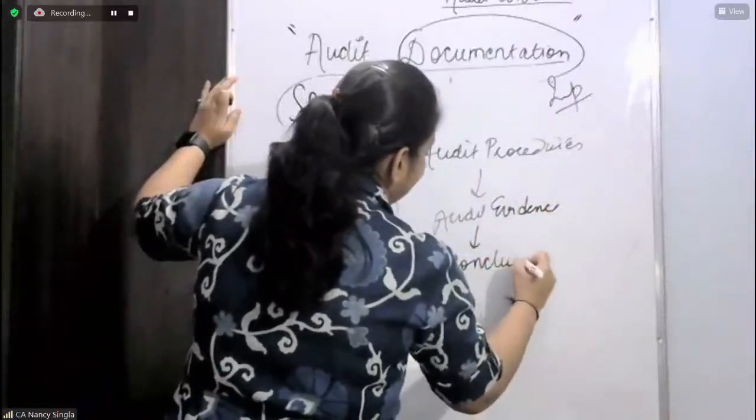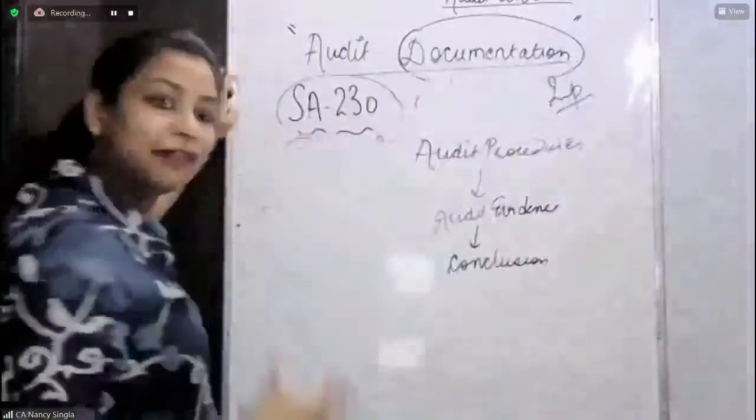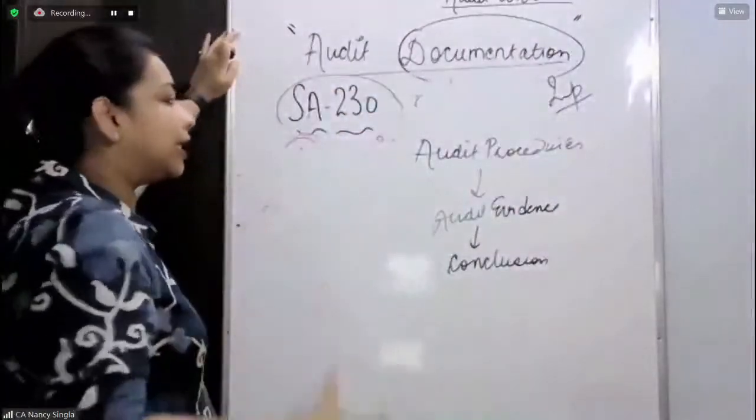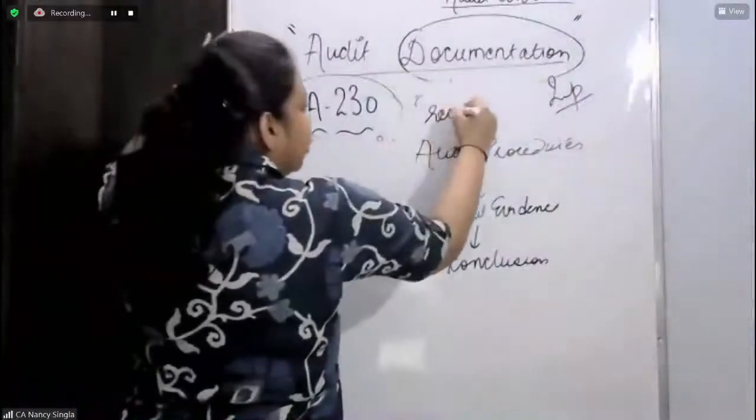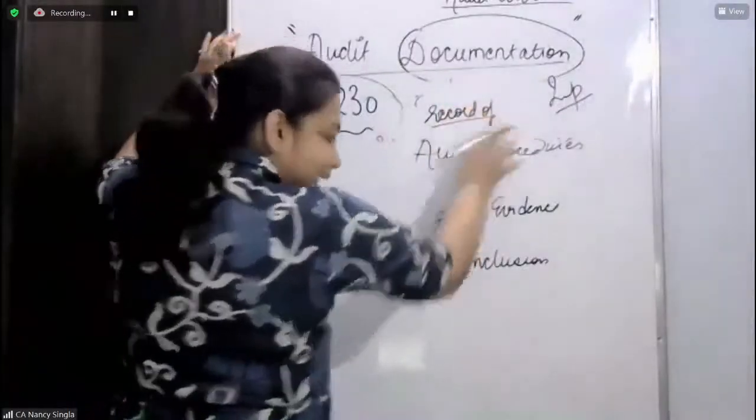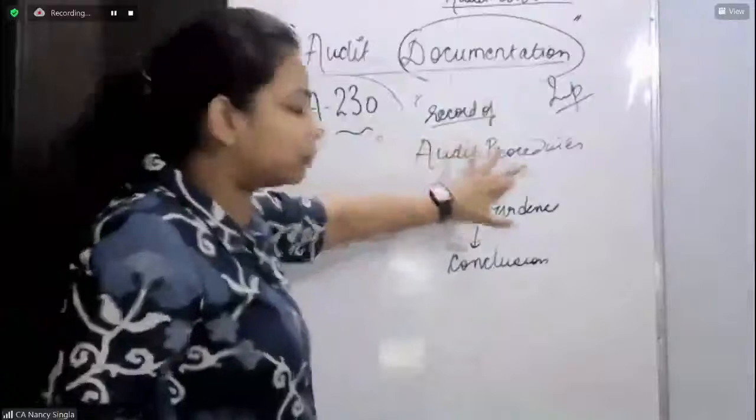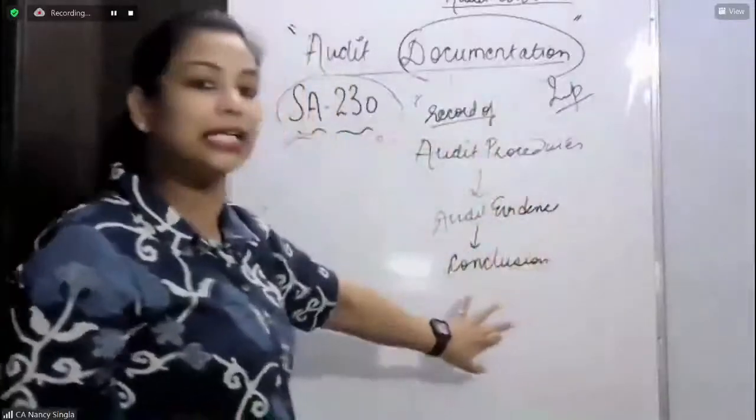I cannot make this chart in the paper. I will have to use the connecting words. What are the connecting words? It is a record of. This is the technique to learn: the procedures we perform give us audit evidence, and from that we get conclusions.